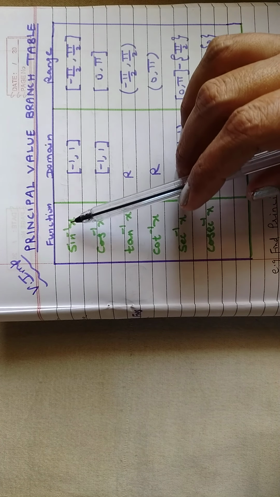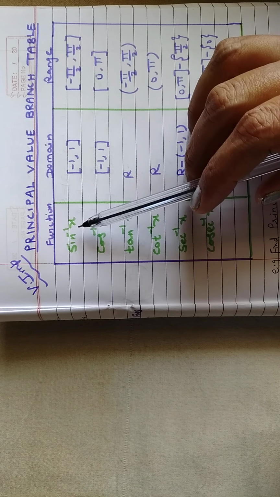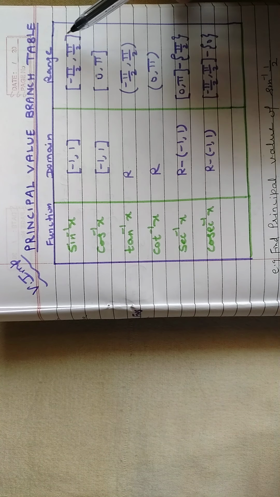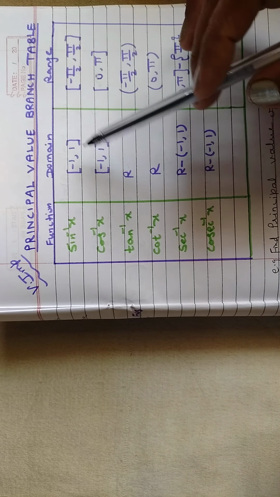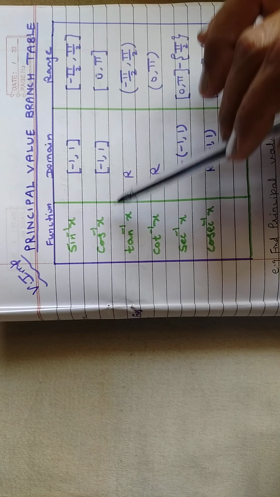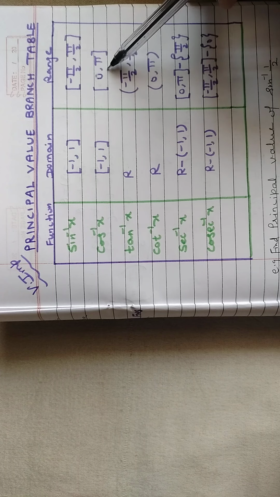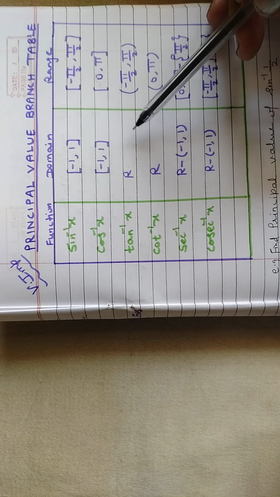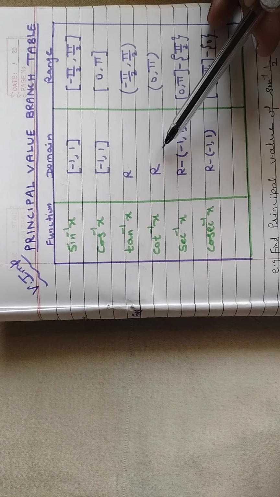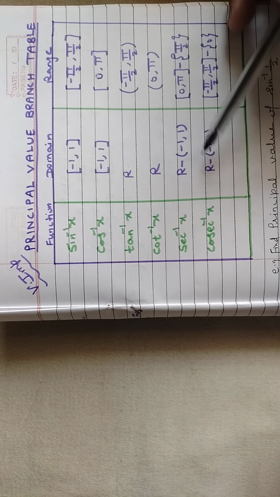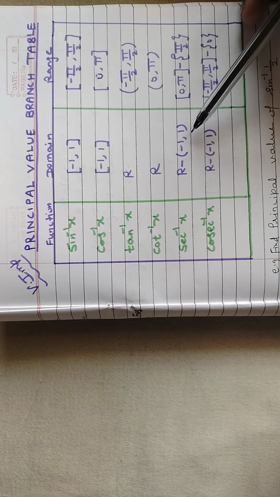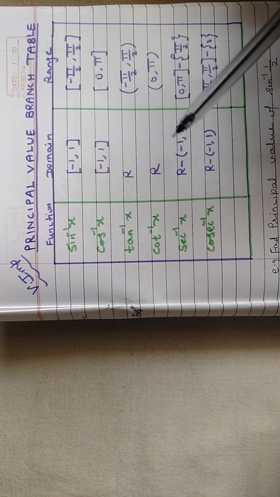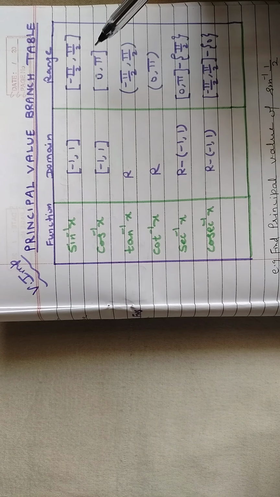For example, what is the range of sine inverse x? -90 to 90 closed interval, and domain is -1 to 1. For cos inverse x, the range is closed interval 0 to pi. For tan inverse and cot inverse, domain is all real numbers, and for secant and cosecant inverse x, domain is all real numbers except the open interval -1 to 1. This is about their domain, but the range, you have to remember it.